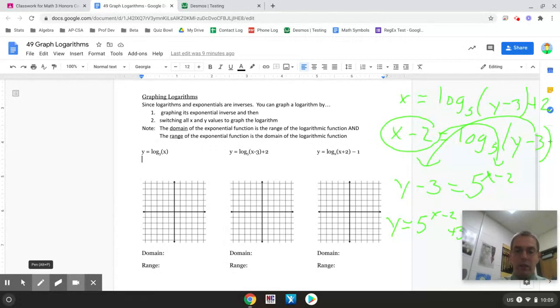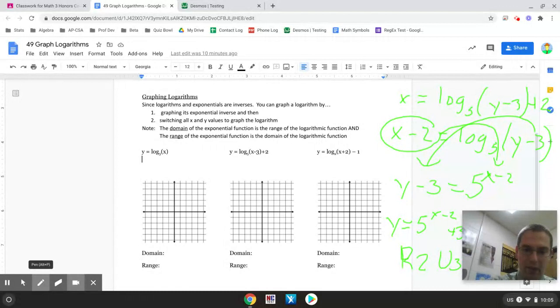Might want to make a table of values, but here's a few things I know. I know that my normal exponential would have gone through the point 0, 1, but because that has a minus 2, I know this thing has been shifted to the right 2. So that graph, instead of going through the point 0, 1 like a normal exponential, would have gone over 2, but it also has a plus 3, so it's also been shifted up 3.